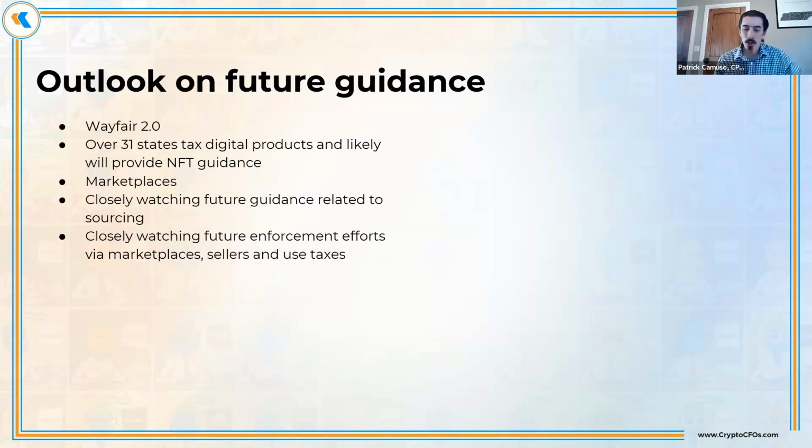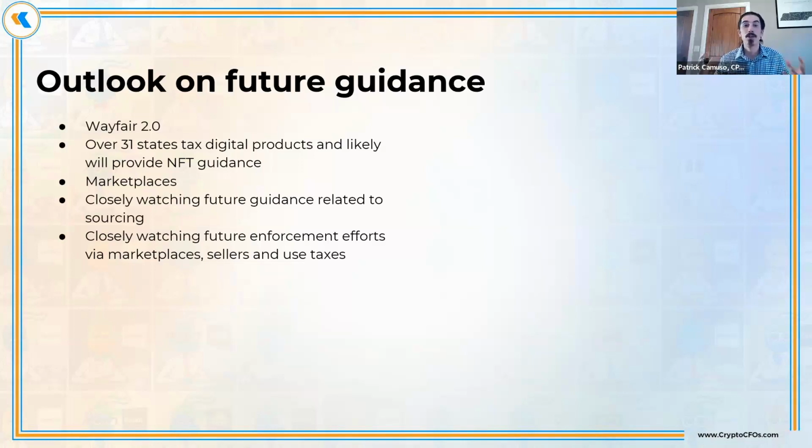So now I want to get into my outlook on the future guidance. Just to clarify, when I say Washington, I'm referring to Washington State. So, outlook on future guidance. Like I said, with Wayfair, that happened back in 2018. It was really a consequence of the proliferation of e-commerce and people transacting online. It was a new way of commerce that we call e-commerce.